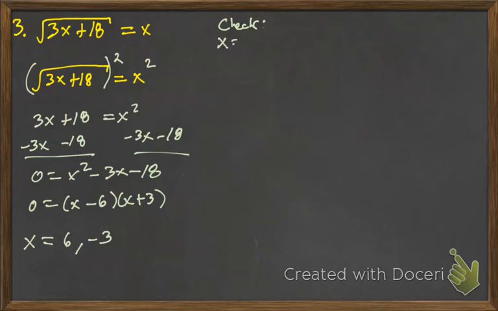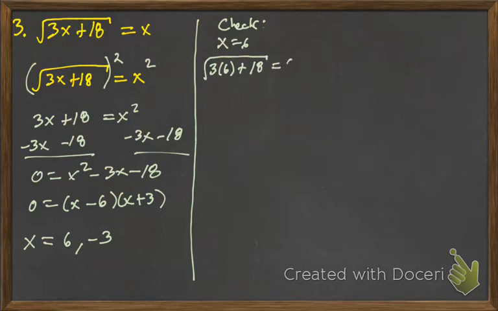So we're going to plug in 6. The square root of 3 times 6 plus 18, and on the other side of the equation is x, so we're going to plug in a 6 there. We're going to work that out and see if that's the same. The left-hand side is the square root of 36. The right-hand side is 6. 6 is equal to 6, so this is true. So x equals 6 is good.